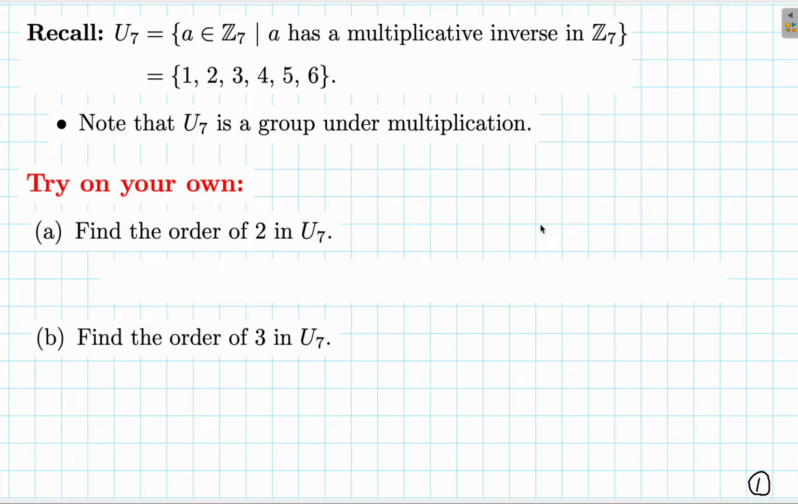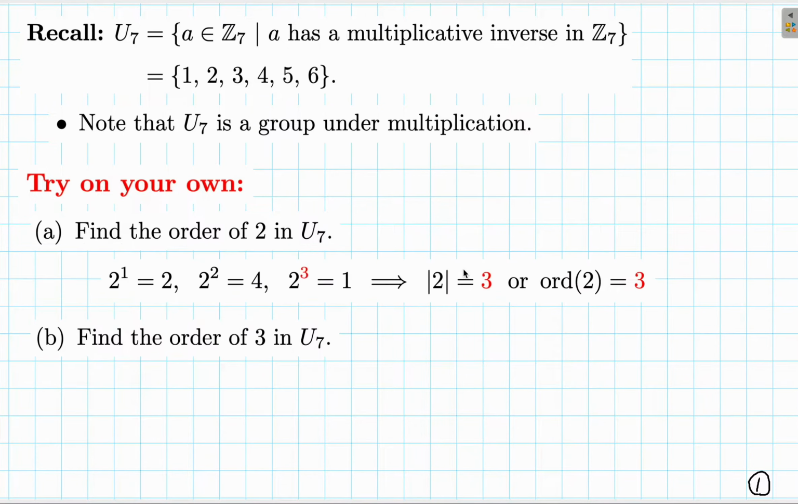Well, let's start with part A. So in order to find the order of 2 in U7, we multiply 2 by itself many times until we get to the identity element, namely 1. So 2 to the first is 2, that's not the identity. 2 squared is 4, that's not the identity. But finally, 2 to the third does give us the identity element 1. And the order is the number of times we had to multiply 2 by itself, namely the exponent.